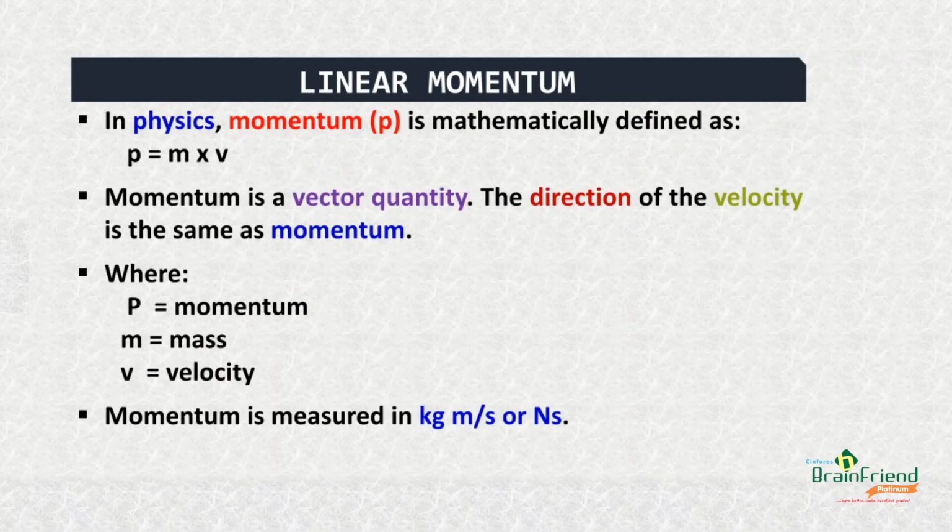In physics, momentum P is mathematically defined as P equal to m times v. Momentum is a vector quantity. You know why? Because it has both magnitude and direction. The direction of the velocity is the same as that of the momentum. From the mathematical definition of momentum, P is momentum, m is mass, and v is velocity. It is measured in kilogram meter per second or Newton second.